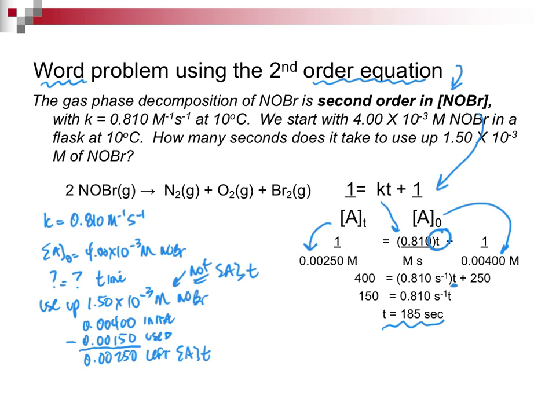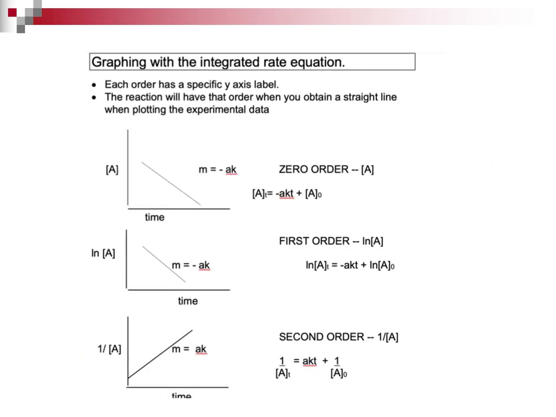Again, this is the expectation that you will do. In the past, they've provided all the integrated rate laws. All you have to do is read the problem, substitute it in, and solve. So let's just step back for a second. Graphing with the integrated rate equation. Each order has a specific y-axis label. Now, in the past, when students could not consult their notes, they went crazy. You can consult your notes. Please take the appropriate notes to your exam.